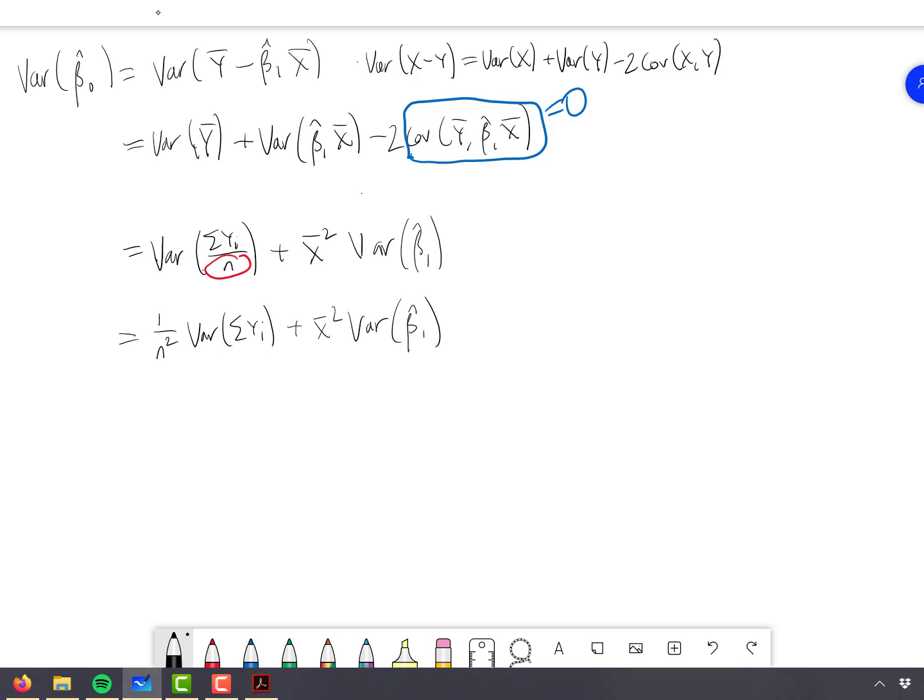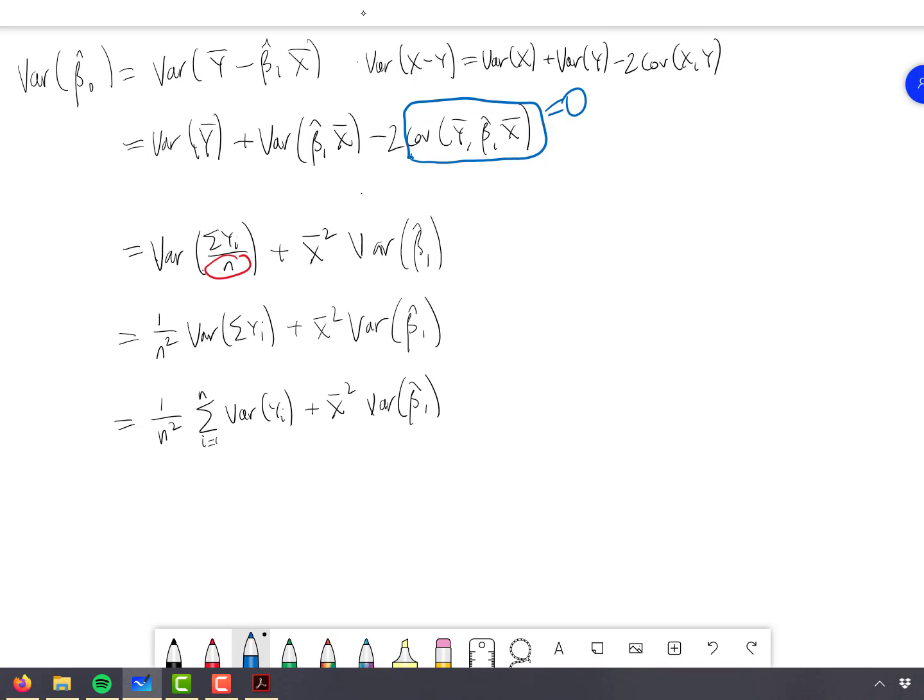The next thing we can do to make it a little simpler and easier to work with is, again noting that our observations are independent, make a slight tweak here where we pull the summation out. Instead of the variance of the sums of the yi's, we have the sums of the variances of the yi's, where again we have i equals 1 up to n, and then plus x bar squared variance of beta hat 1.